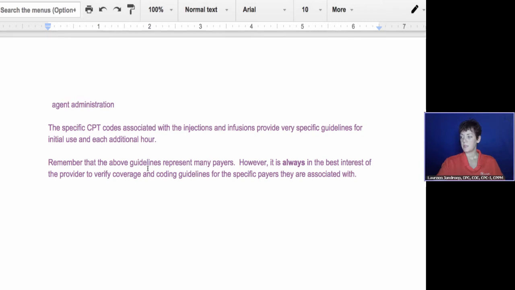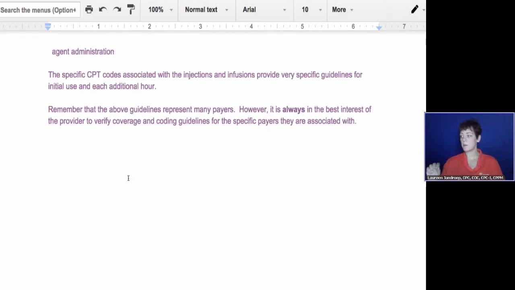And the last point is to remember that these guidelines represent many payers, so it's always in the best interest of the provider to verify coverage and coding guidelines for the specific payers that you're associated with. I normally recommend calling your top 4 and making a note of what they say on how to handle that. And do that for any particular thing that you're researching that's popular in your practice. So hopefully that will help.